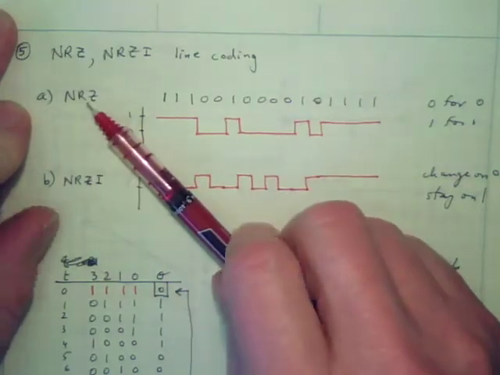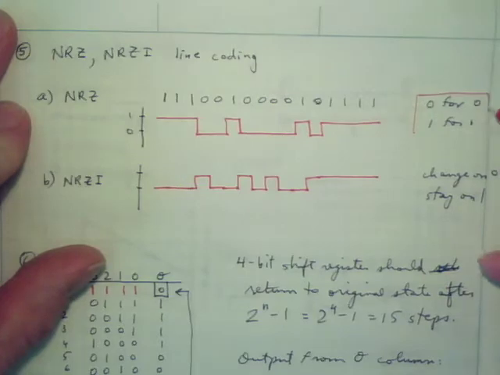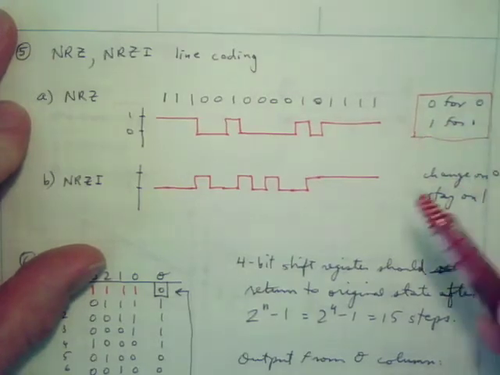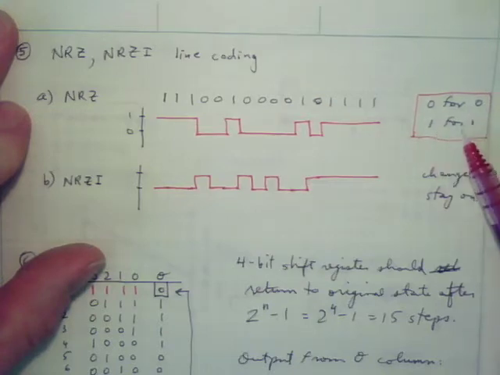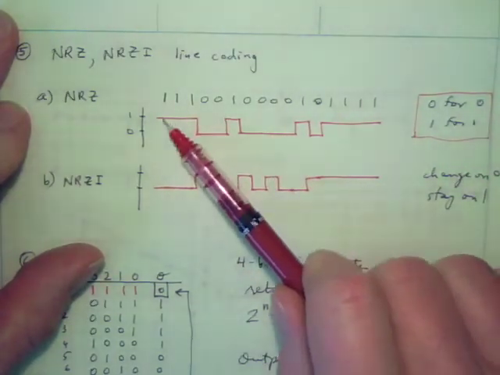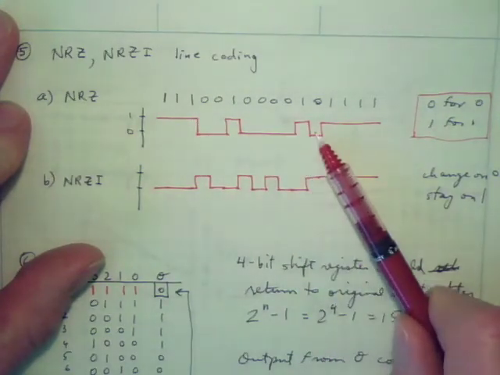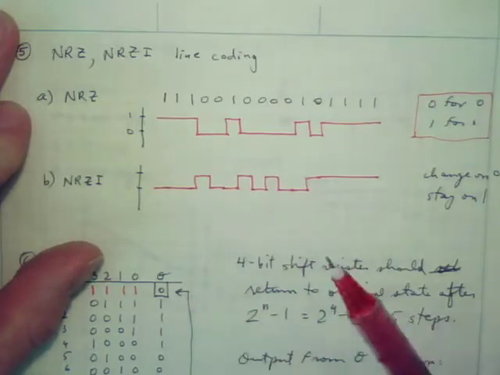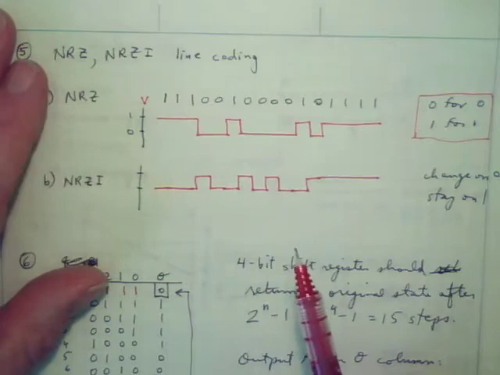For part A, NRZ, I've copied the bits down, and I also gave myself a little reminder here. What is NRZ? NRZ is the simplest of them all. 0 volts for a 0, 1 volt for a 1, or whatever it is, 5 volts, 3.3 volts, whatever. 0 for a 0 and a 1 for a 1. Basically 1, 1, 1, 0, 0, 1, 0, 0, 0. Okay, following this pattern. And so this is properly labeled voltage, let's say.